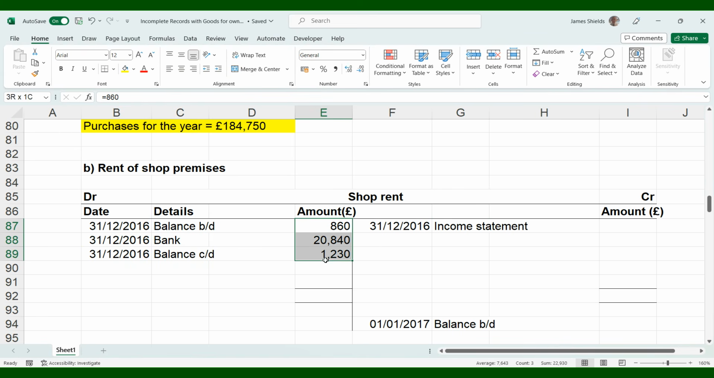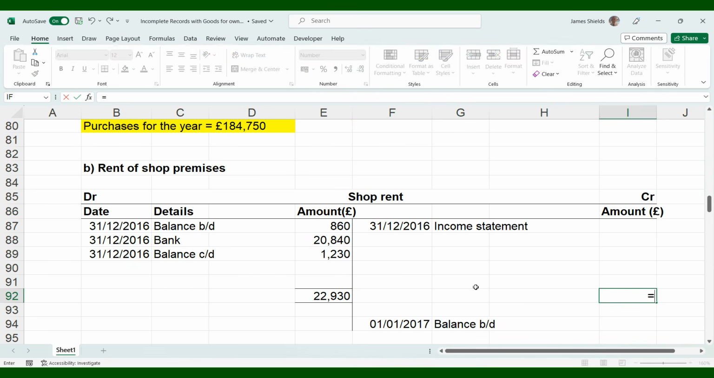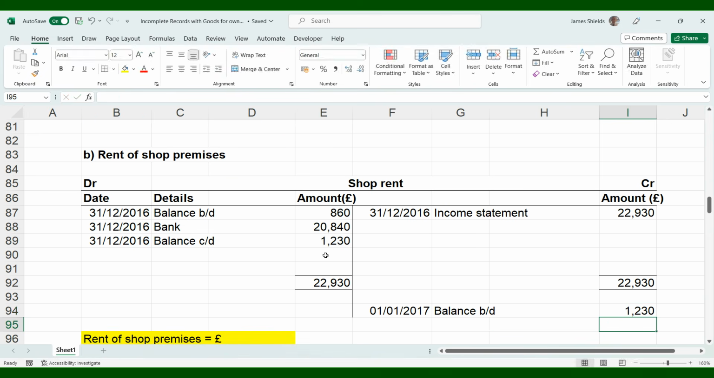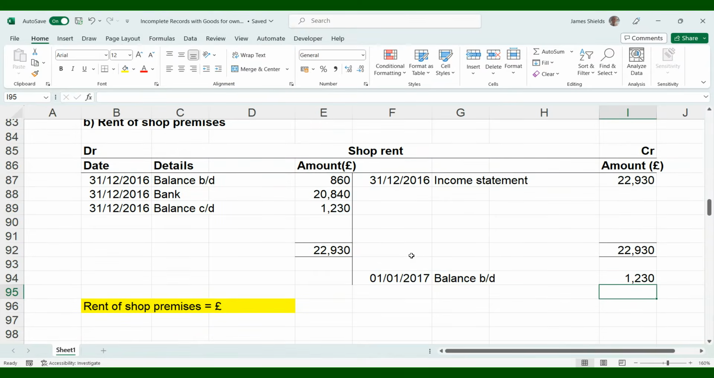So I'm going to total my debit side. It comes to £22,930. My credit side must be the same. Therefore, the missing figure for the income statement for rent of shop premises will be £22,930. Again, my balance brought down will be the same as my balance carried down. Just to finish off the T account, it's £1,230. They've asked for the rent of shop premises, so I'm going to put it down underneath. So the rent of shop premises was £22,930.